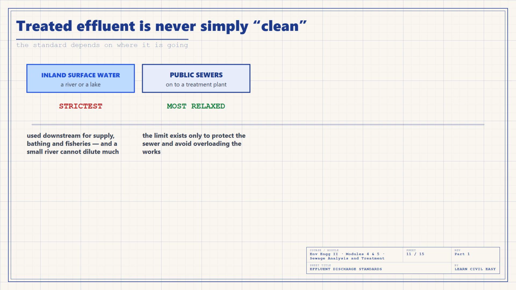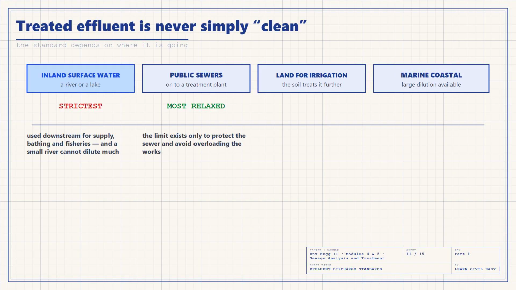Discharge into public sewers carries the most relaxed standard because that flow is going to a treatment plant anyway. The limit exists only to protect the sewer and avoid overloading the works. Discharge onto land for irrigation and discharge to marine coastal areas sit in between.